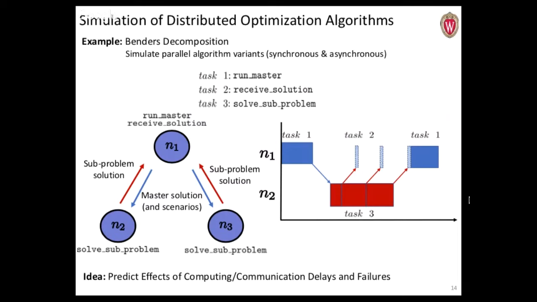So the idea with doing this kind of simulation framework is that we want to make it easy to actually evaluate, in this case, different algorithm variants on a parallel system. So it would be possible to use this computing graph to try to simulate either a synchronous or asynchronous variant of the algorithm, and I'll show what that looks like.